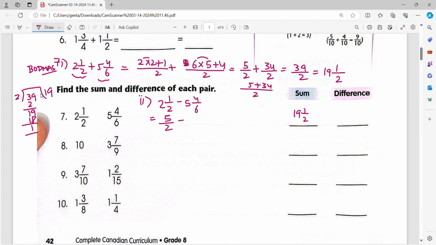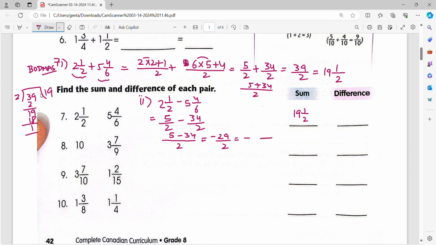And what is 5 and 4/6? If you convert this into a normal fraction, very good, it is 34 over 2. Very right. Now you take the LCM, it's 2. 5 minus 34. Integers, you know. Minus 29. One plus is there, one minus is there, so the sign of the bigger number will come.